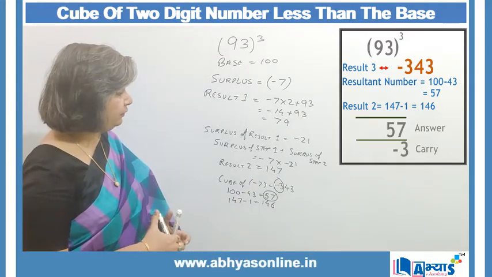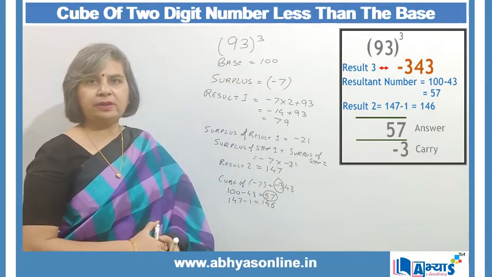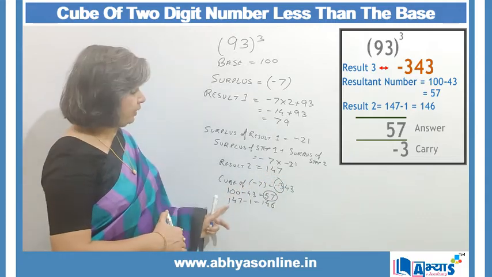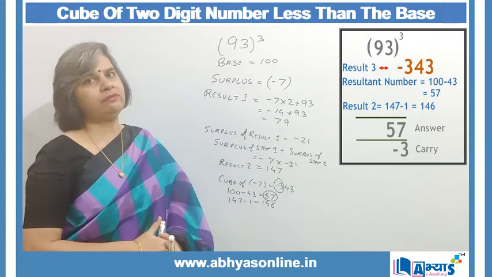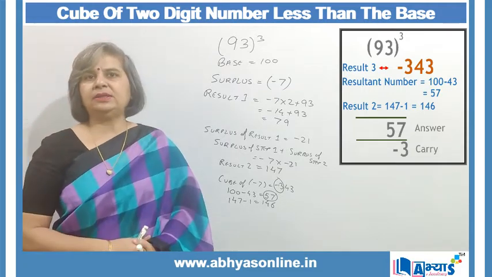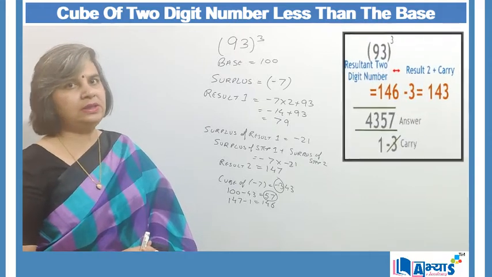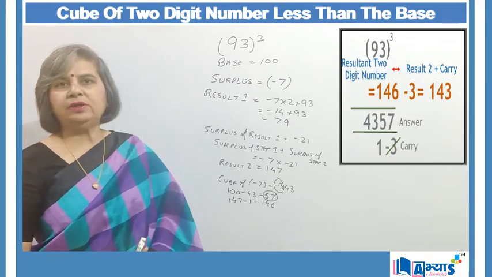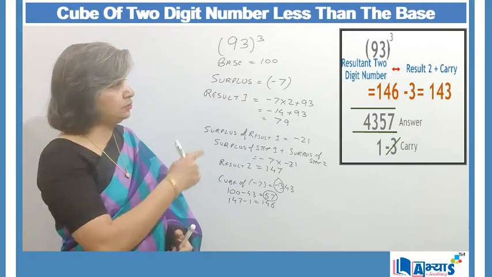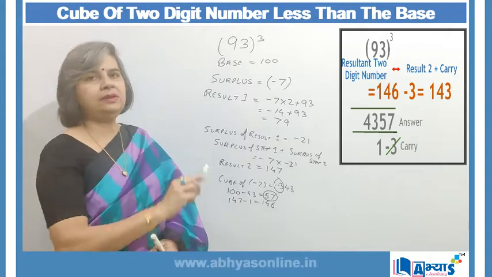Now we see that for getting 57, we have subtracted 43 from 100, or we can say we have borrowed 1 from 147. So 147 minus 1 will become 146. Now in this step, I will add the carry, that is minus 3, so 146 minus 3 is 143, and I will use the 2 digits, that is 43, and prefix it in the answer. So the answer becomes 4357, and 1 is the carry.